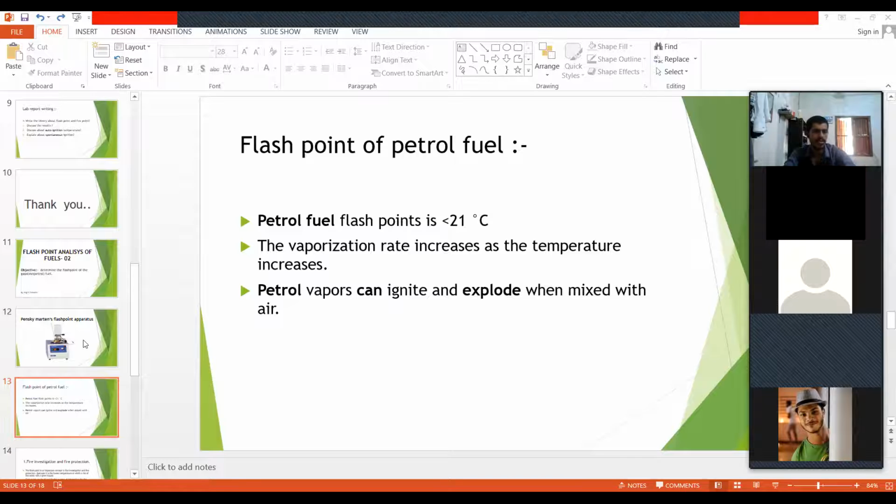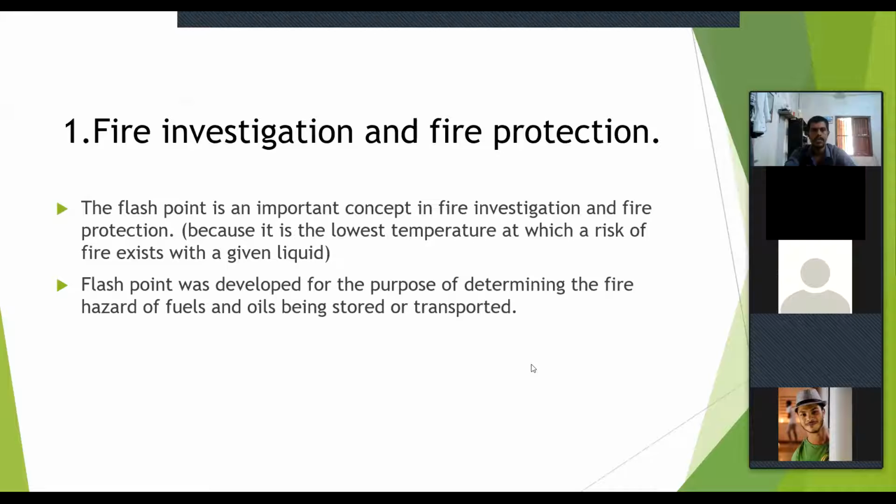First application also. So we will move to the application. I will explain. The first is fire investigation and fire protection, which I already explained, right? We are transporting a lot of fuels, which we are converting from the crude oil, right? We are transporting and storing a lot of fuels. So we should know the flash point of each fuel. Otherwise, it is very dangerous to store or transfer, right?